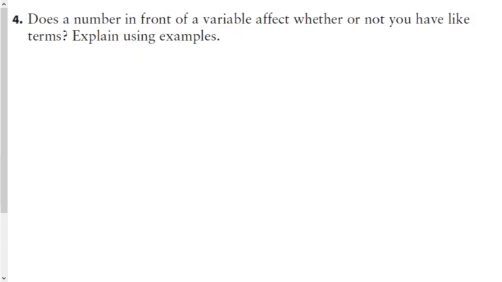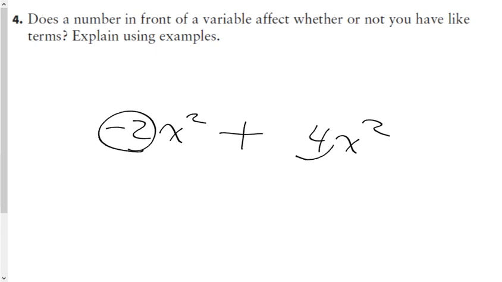Question 4. Does a number in front of a variable affect whether or not you like to have those terms? So if I have this one and I have this one, they have different coefficients, but they have the same variable. So if I was to combine those two, I would end up with just combining my coefficients of -2 and 4, add those together, you get 2.